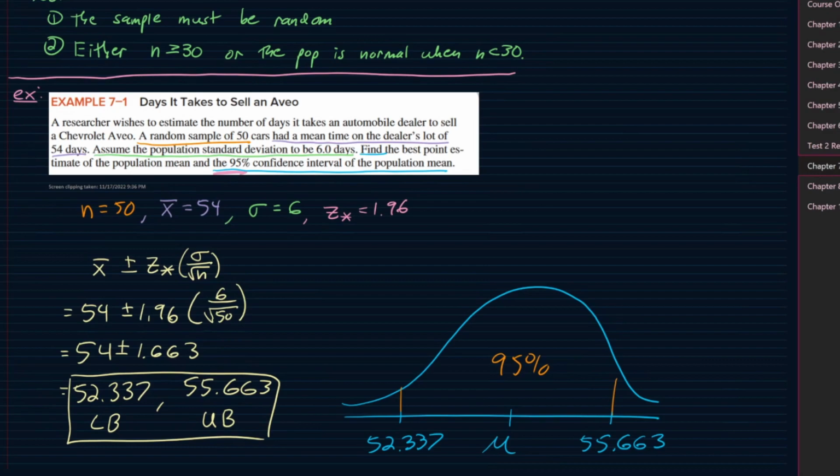And another really helpful thing is to always draw a picture for these confidence interval questions. It just helps to crystallize what's going on in the problem a lot better than if you didn't have it.